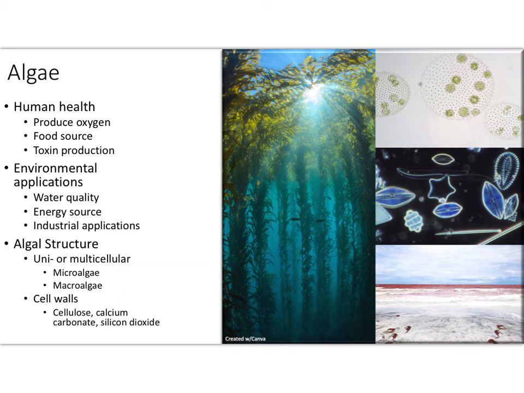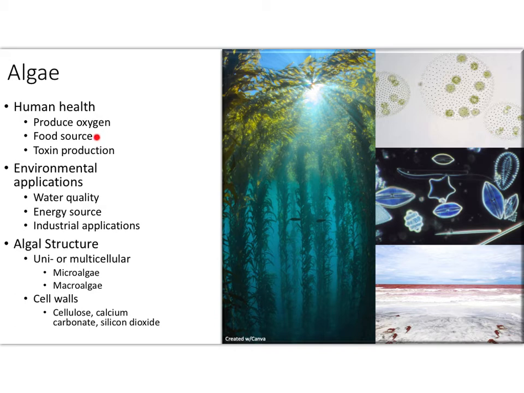In terms of human health, they do produce the majority of oxygen on the planet. So they hang out in the oceans and in other bodies of water, and day in and day out, they go through photosynthesis. They release oxygen. That oxygen ends up in the atmosphere, and they are the ones that produce at least half, if not more than half, of the oxygen that people and animals breathe.